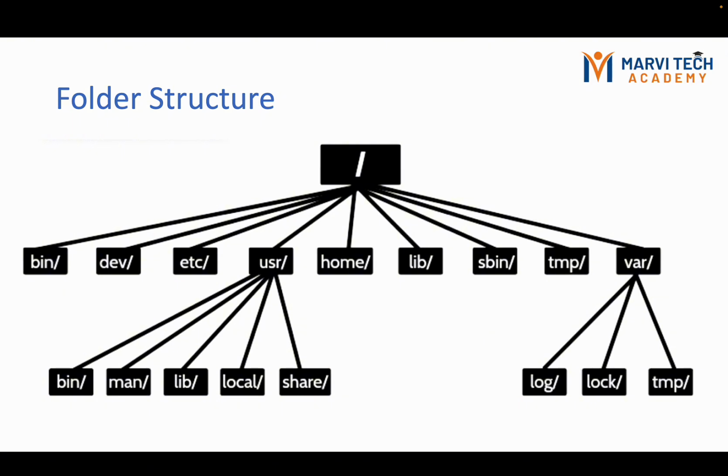Next is the bin folder. The bin folder directly contains all the executable files of many basic shell commands like ls, cp, cd, etc. Mostly the programs here are in binary format and accessible by all the users in the Linux system.